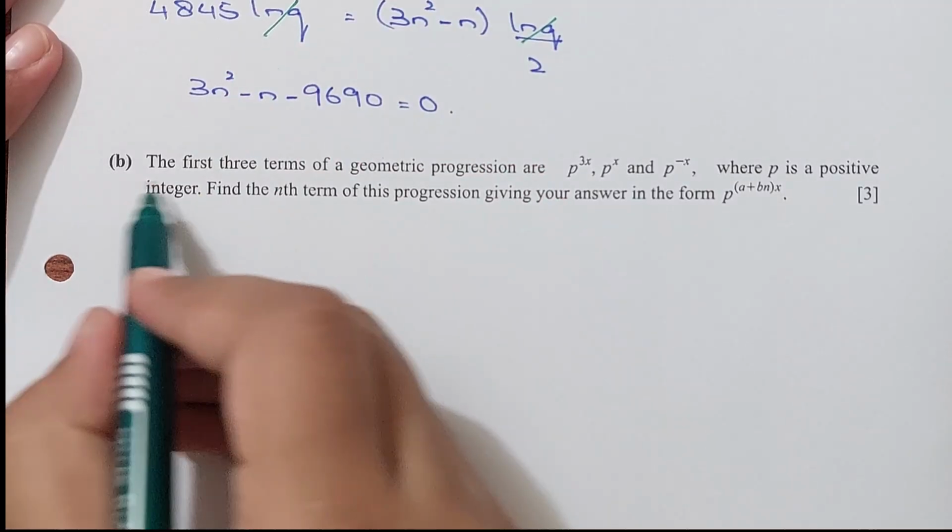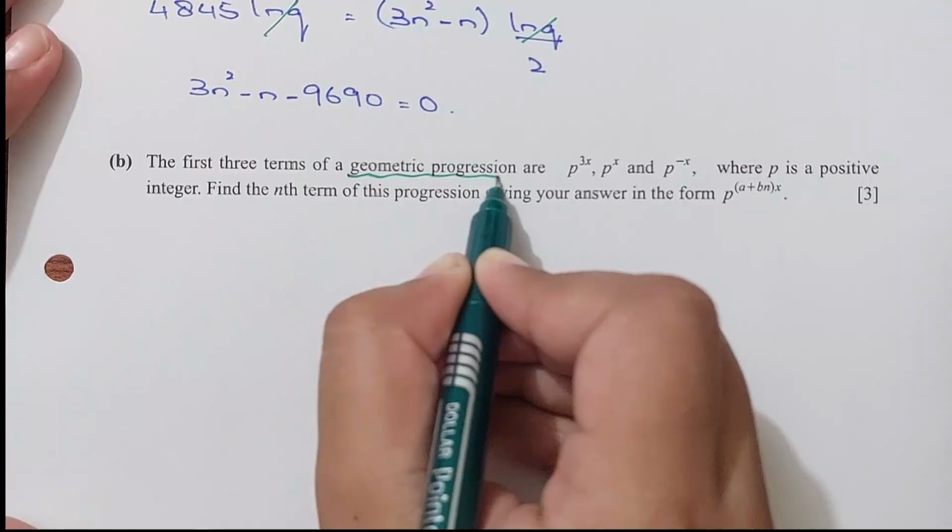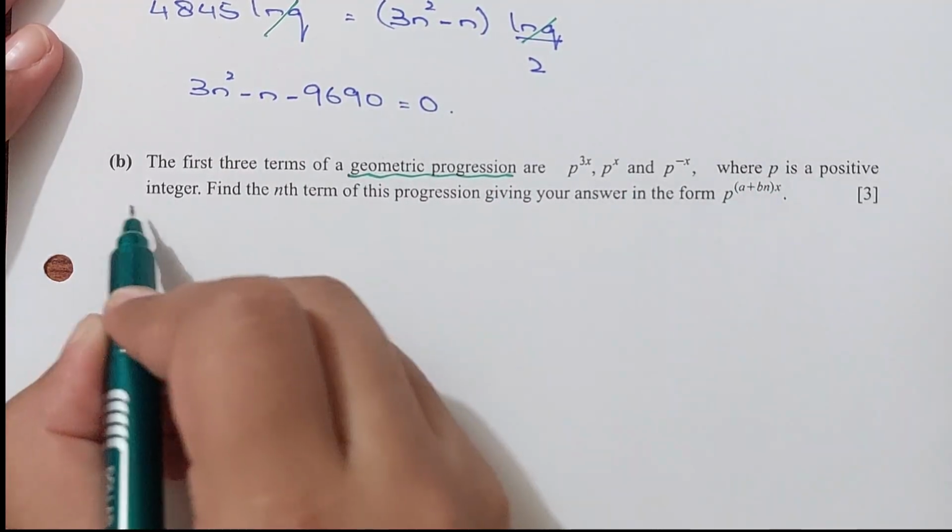Now for part B, the first three terms of a geometric progression are 1, 2, and 3, where p is a positive integer.